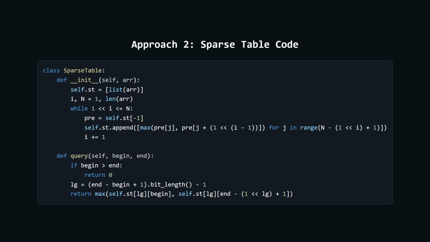Here is the exact code for the sparse table from the editorial. It builds a table of maximums for ranges that are powers of 2. When we want to query a specific range, it finds the two largest overlapping power of 2 segments that cover our range, and returns the maximum of those 2 segments.